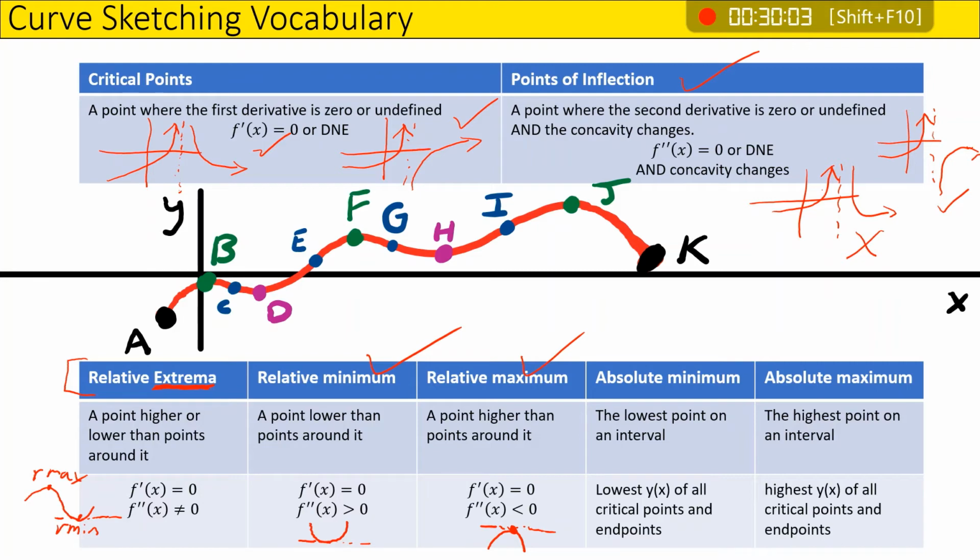Junho, which point is the absolute minimum? D. Not D. A. A, perfect. So A is lower than D right now. It's okay for an absolute minimum to not have a slope of 0. So we do need to look at the endpoints as well. Oliver, which point is the absolute maximum? J. J, okay.